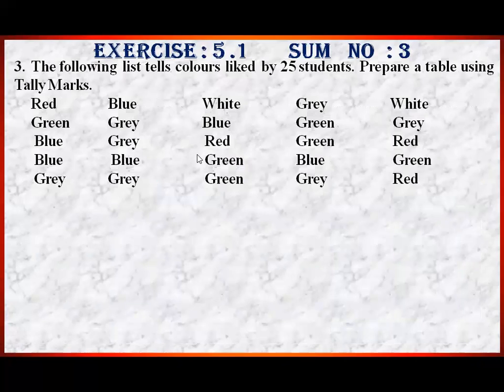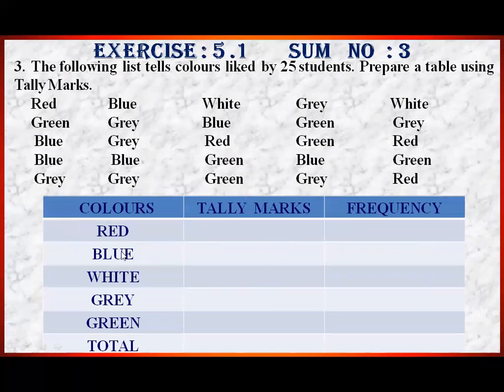Let's see another one. The following list tells the colors of the 5 students. Prepare a table using tally marks. So you have the different colors. The table will have red, blue, white, gray, green, and total. And they are saying 25 students. So let's see whether our total is 25.